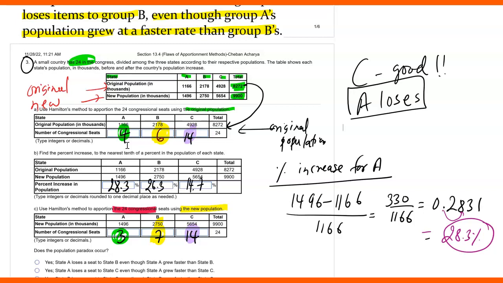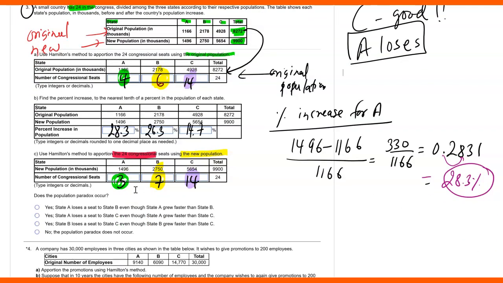Just being less quota does not mean the paradox occurs. Just losing the quota is not the paradox. Losing the quota, even while growing faster. Listen, A is growing faster than B, and A still loses the quota. Yes, the population paradox occurs.